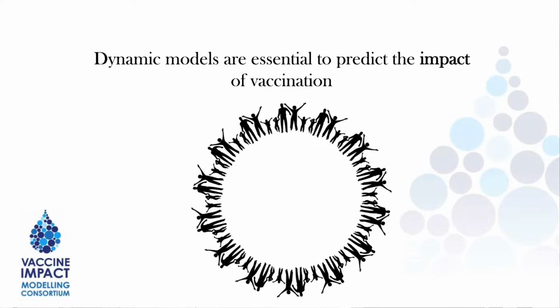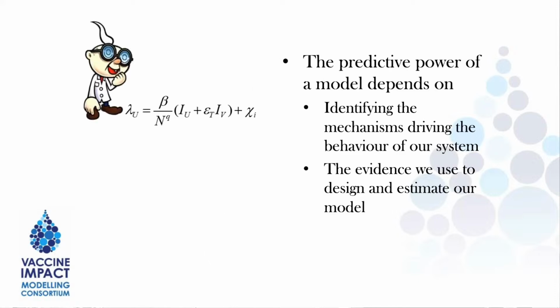And that comes down to the impact that vaccines have, not just on the protection of individuals, but on the rate of transmission of disease within a population as a whole. Okay? That's the story for another lecture now. So the predictive power of a model, though, is going to depend on being able to identify the correct mechanisms driving the behavior of the system and the quality and extent of the evidence that we have available to design and to estimate our model.